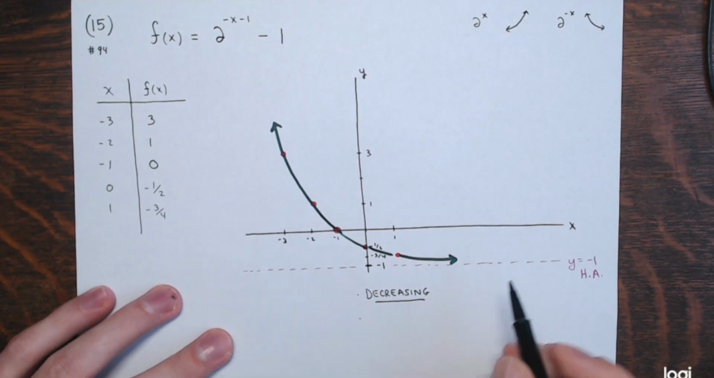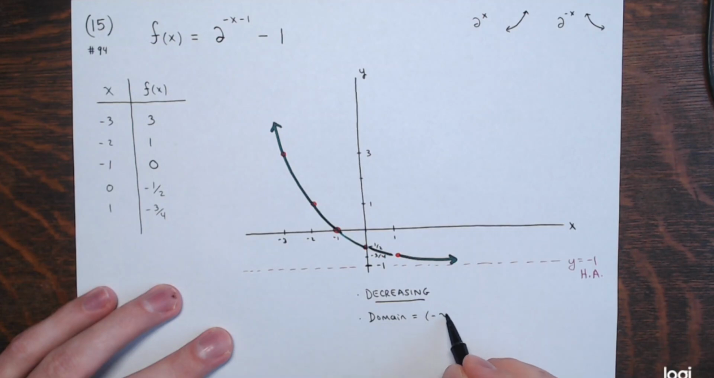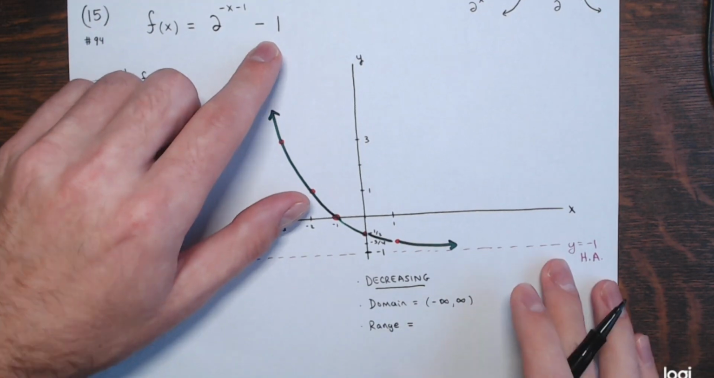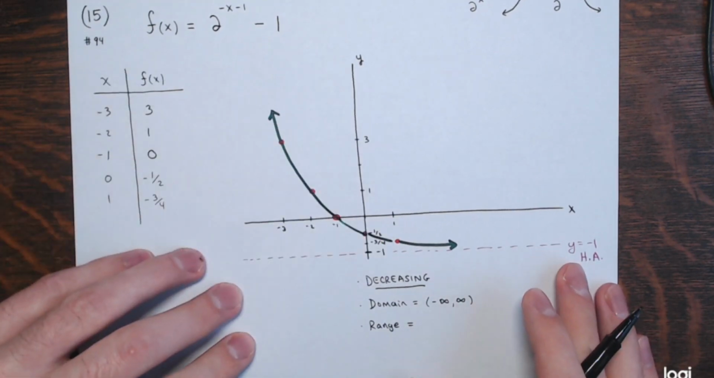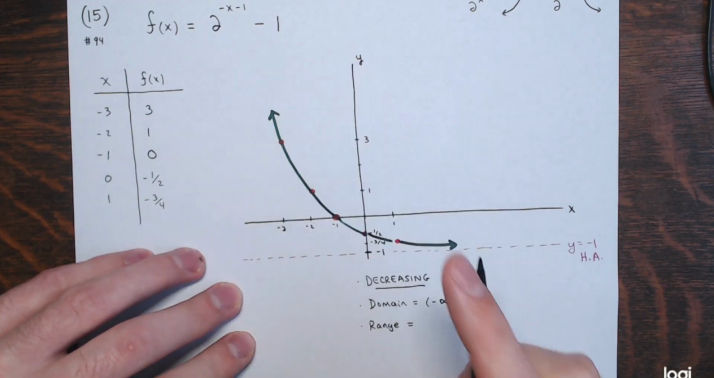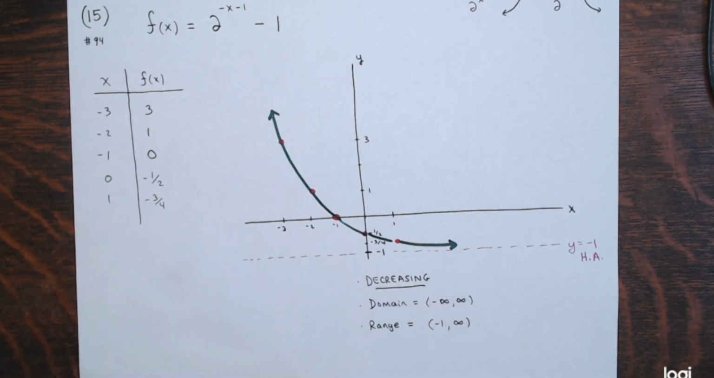Domain's still all real numbers. That doesn't change no matter what you do to your exponential, no matter how you make it look. The domain is still all real numbers. But the range is different. The range is affected by this minus 1. Everything got shoved down 1 unit. So the range is not just positive numbers, but all the numbers above -1, so from -1 to infinity, but not including -1. The y value of -1 is never reached.